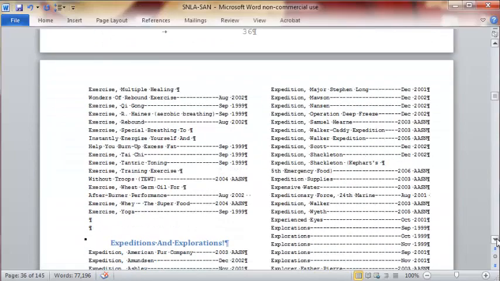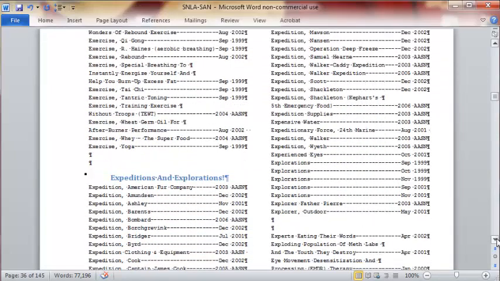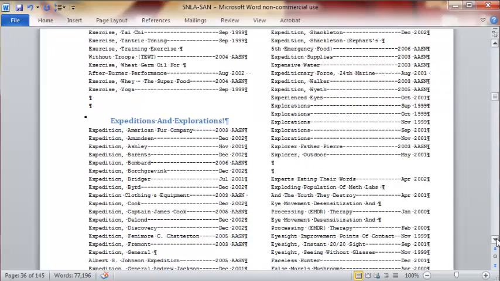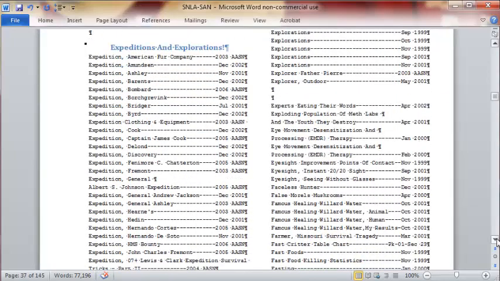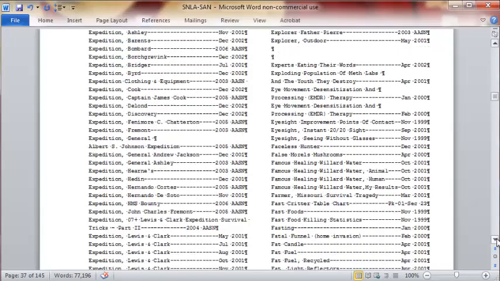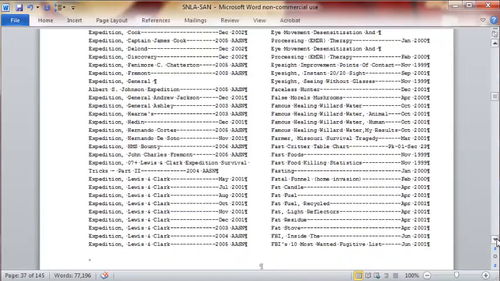Health is part of survival. When I talk about survival, I'm talking about wilderness, health, crime, and money survivals. Expeditions and explorations, there you are. You got them right there. Okay, you can learn from these guys too.